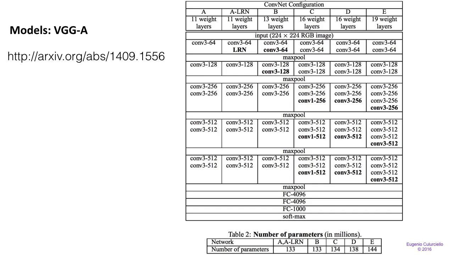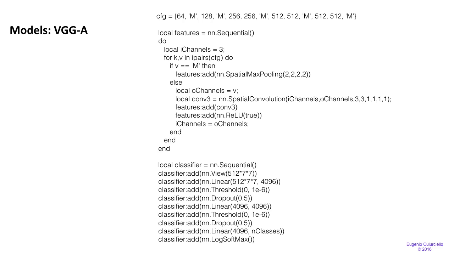After that, a year or two after that, came the VGG-A model. So these were multiple neural networks, more and more complex. The interesting thing is that most of them used convolutions of 3 by 3. So this is how the model would look in Torch. So this is the VGG-A, for example.